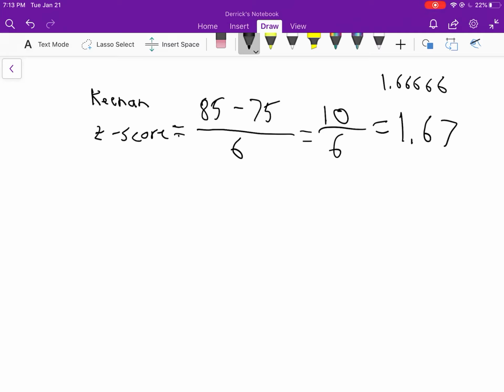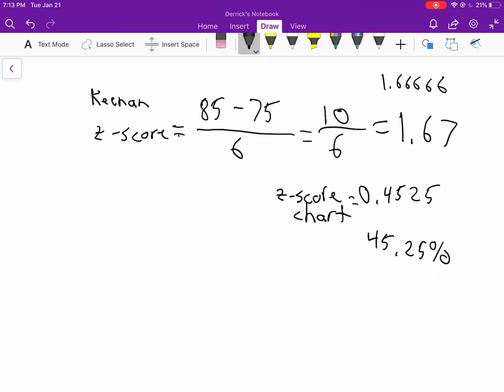If you go to your z-score chart and you look at 1.67, looks like you should get 0.4525. Okay? If that's the case, that means that they are telling you this is 45.25%. What you have to remember, though, is what the z-score chart is really showing you.